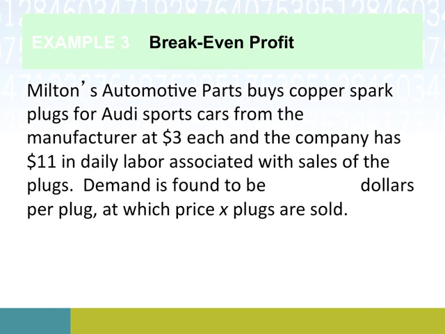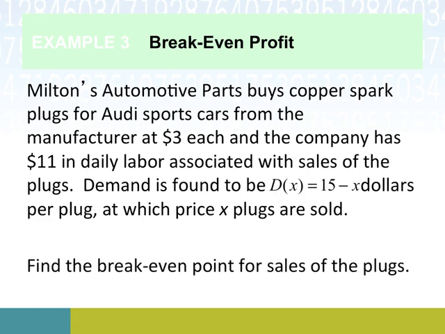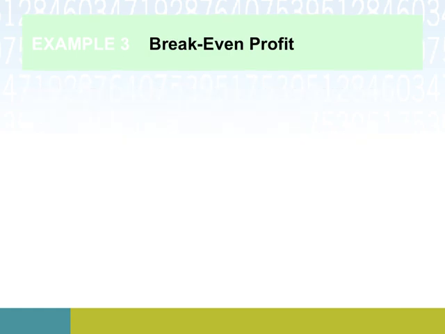We'll go back to good old Milton and his Audi Sports, the spark plugs for his Audi cars. So he buys them at $3 each, and then he spends $11 in daily labor to sell these things, and then we've got a demand function, 15 minus x, and this is a unit price per plug. And our task here is to find the break-even point for the sale of these things. Okay.